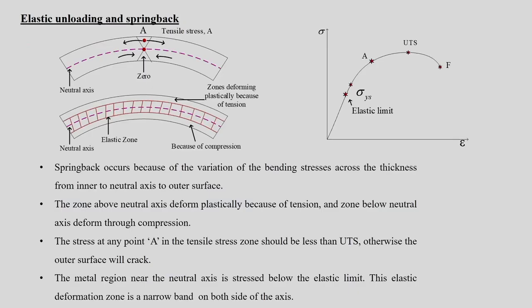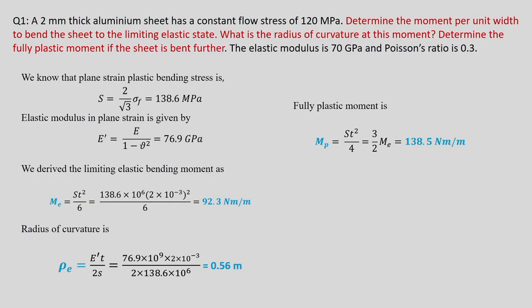Before we go ahead and discuss another small section in this particular module, let us do one small problem with whatever we discussed until now. The question is given here: a 2 mm thick aluminum sheet has a constant flow stress of 120 megapascal. Constant flow stress means you have to take it as a uniaxial flow stress of 120 megapascal, which is not going to change with strain.